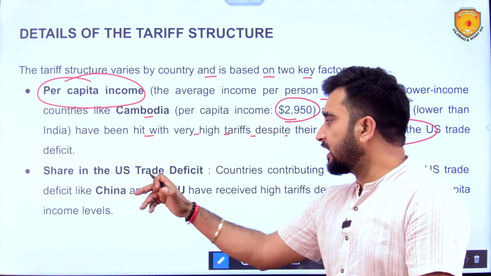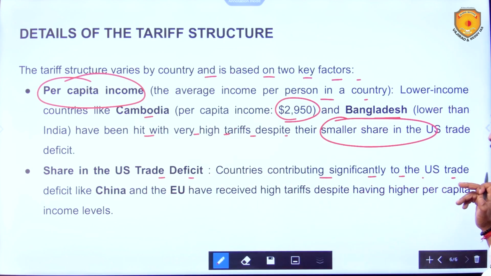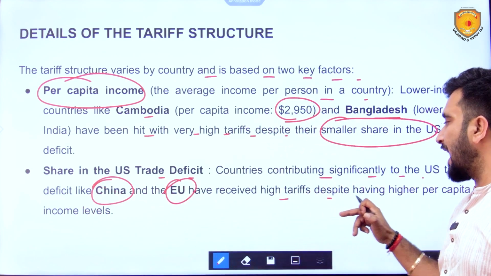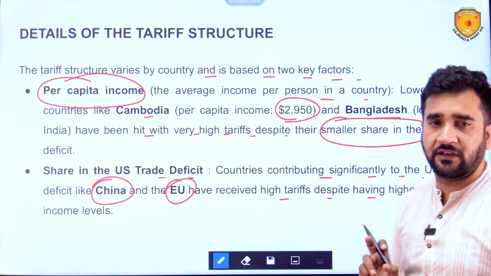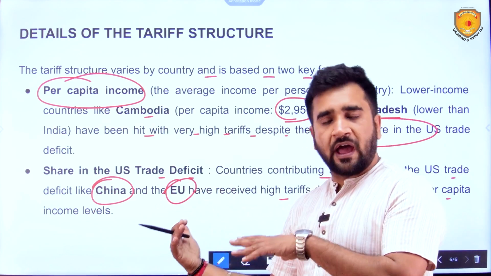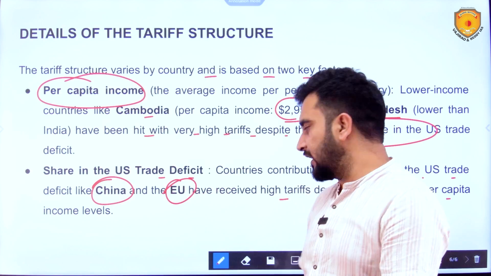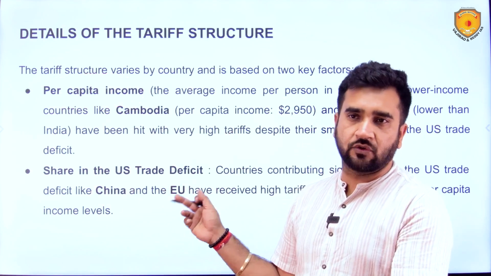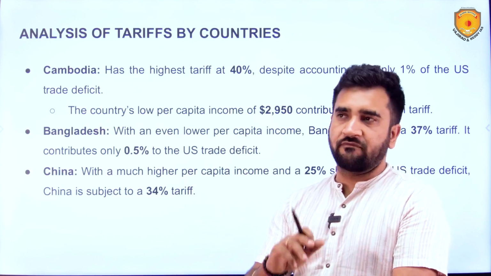Regarding share in the US trade deficit, countries contributing significantly to the US trade deficit like China and the EU have received high tariffs despite having higher per capita income levels. So high tariffs on Chinese and EU goods. Probably one of the highest tariffs is on Chinese goods. Mexican goods also have been imposed tariffs.